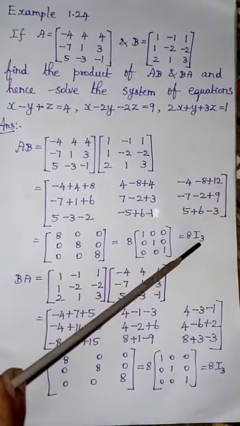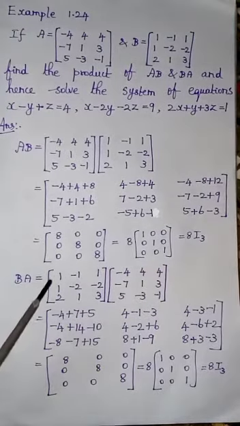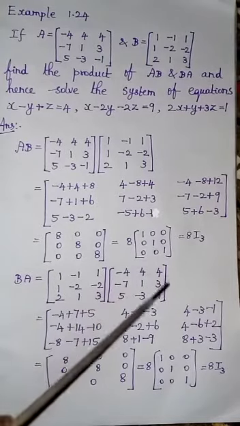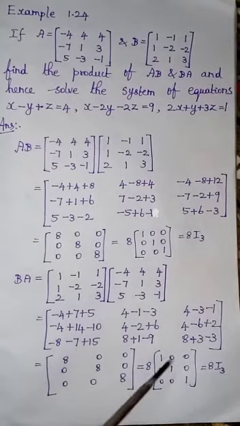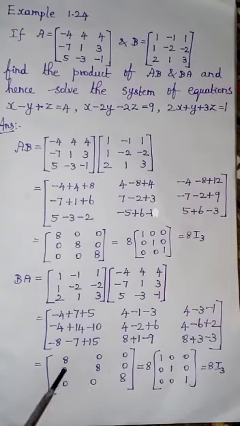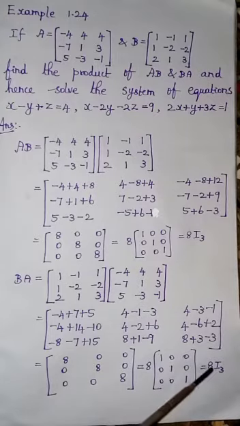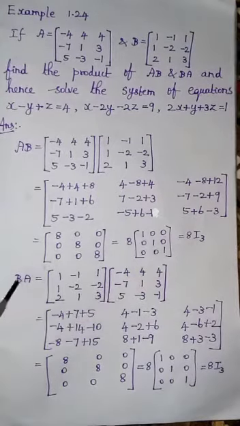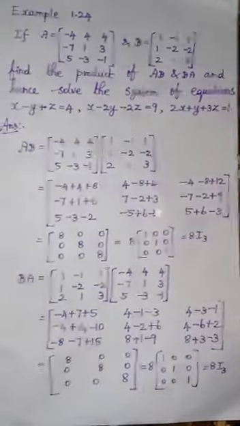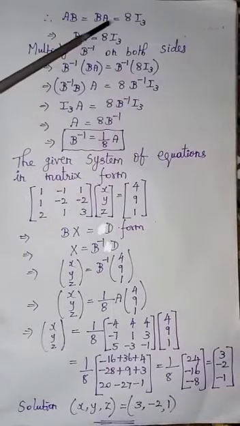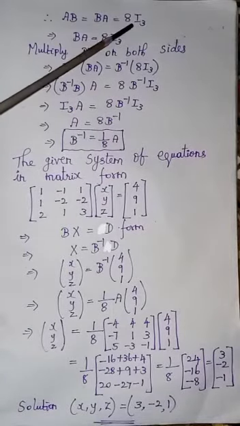Similarly BA is equal to, first write the B matrix and multiply by the A matrix, we get the same value 8 0 0, 0 8 0, 0 0 8, which is equal to 8 into 1 0 0, 0 1 0, 0 0 1, which is equal to 8 I3. So AB is equal to 8 I3 and BA is also 8 I3. So AB equal to BA equal to 8 I3.